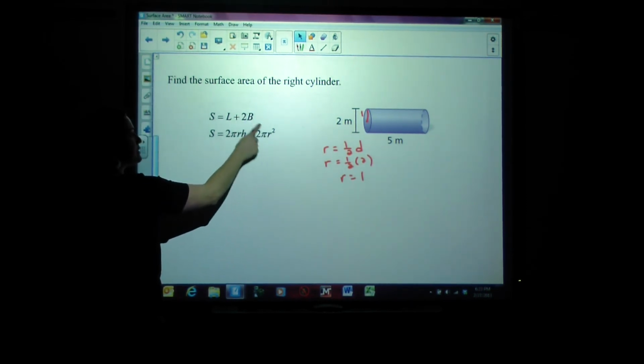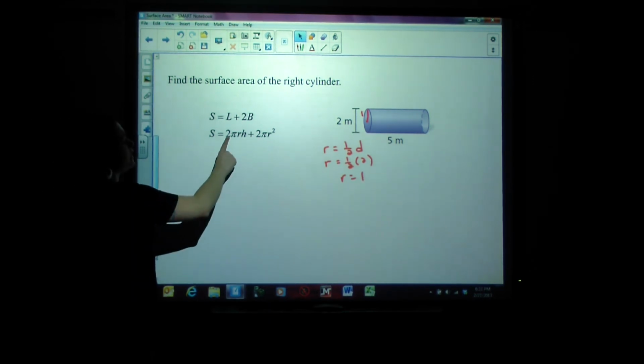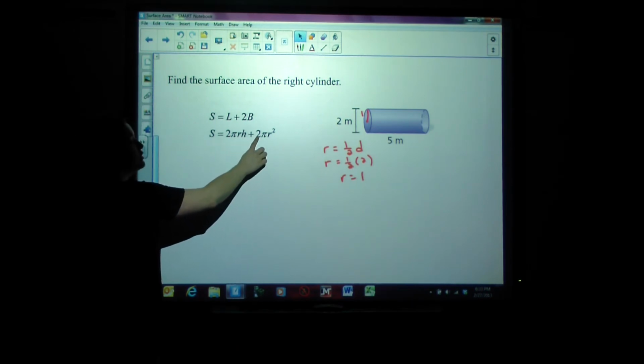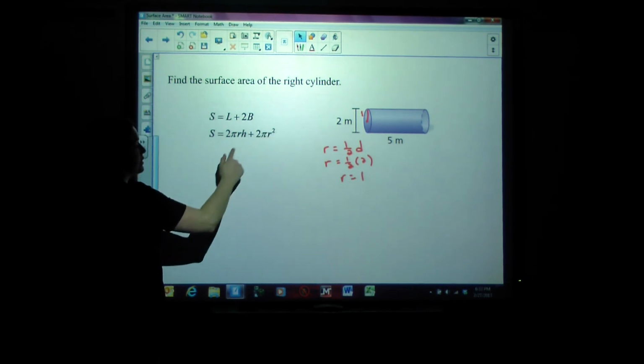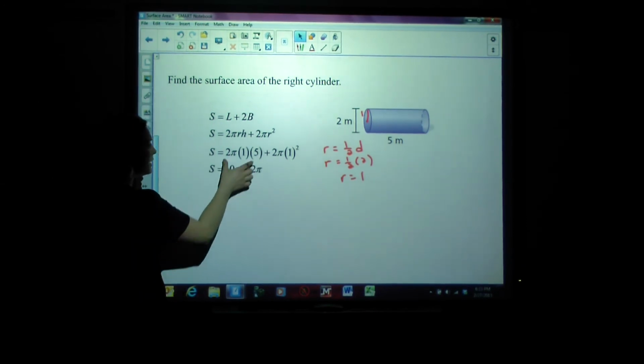Well, how do we find the area of a circle? Pi r squared. Okay, let's plug in what we know. 2 pi r, with r as 1, times h, 5, plus 2 pi r squared, with r as 1. So all you see here is that 1 was plugged in for r and 5 was plugged in for h. Now if we simplify, we end up with 10 pi plus 2 pi.